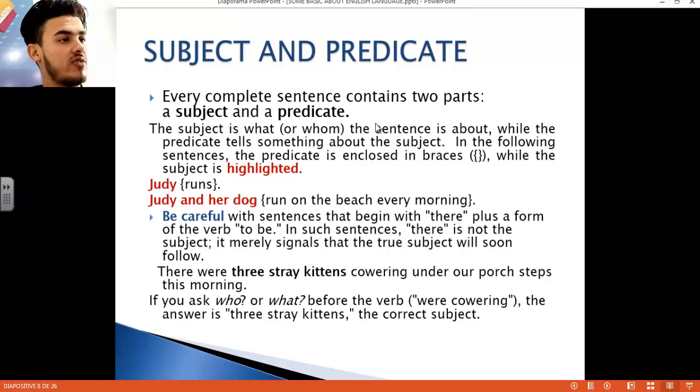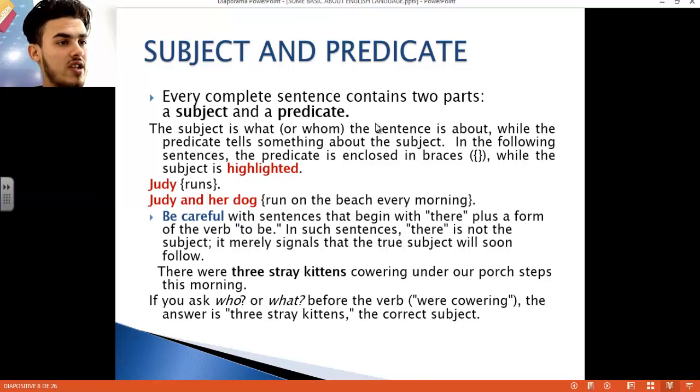Like here, Judy runs. Judy is the subject, or the doer of the action, and runs, the verb, is the predicate. We have also another example, which is Judy and her dog, and here we have a compound subject, which means that the subject is composed of two or more people or things. Here we have: Judy and her dog run on the beach every morning. So the predicate here is run on the beach every morning.